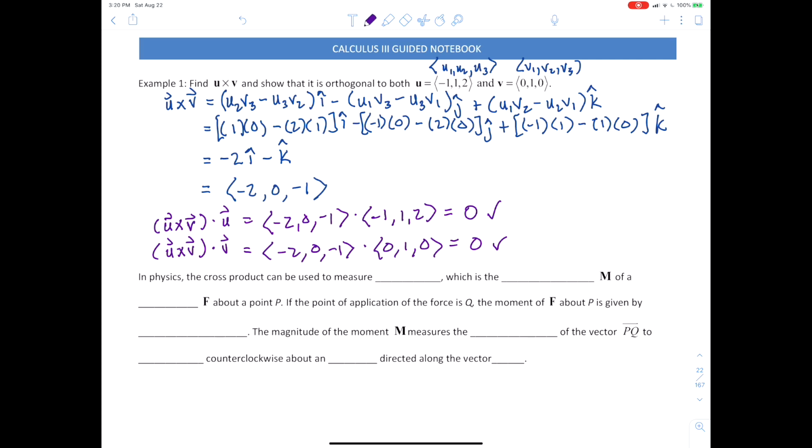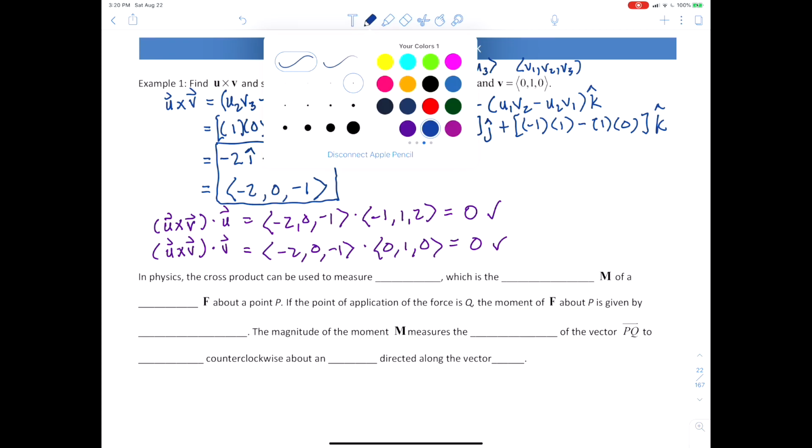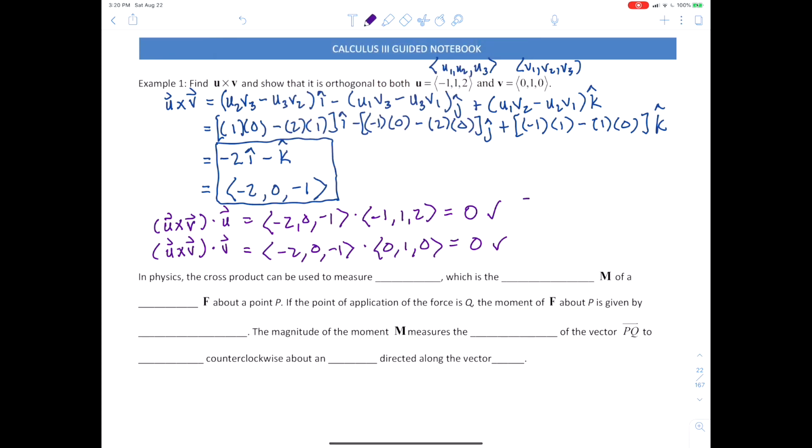So that's something to remember. The cross product of two vectors is orthogonal to each of the vectors that you use to find the cross product. Cool, cool? So these were our potential results for the cross product, and then this part was the verification of orthogonality.